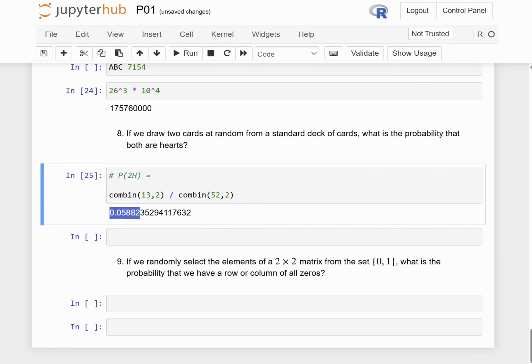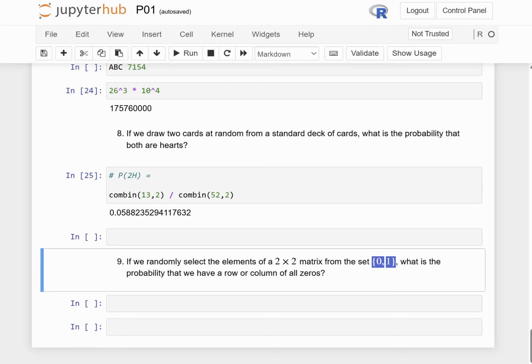And if we randomly select the elements of a 2 by 2 matrix, which means there are four elements, from the set 0, 1, what is the probability that we have a row or column of all zeros? Interesting. I'm going to leave that. That's not a particularly hard probability problem if you can solve the logic puzzle of the patterns we're looking for and how to count them.